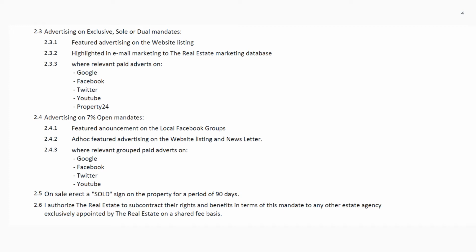2.5, on the sale of your property, we request that you permit the sold sign to be erected for a period of 90 days.